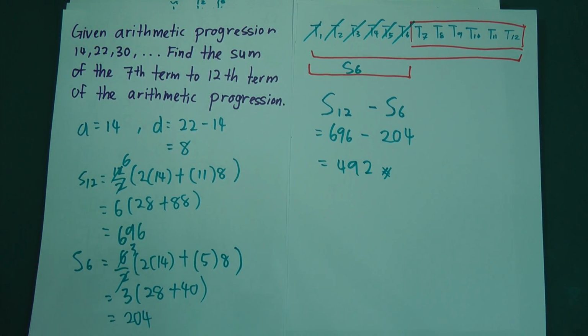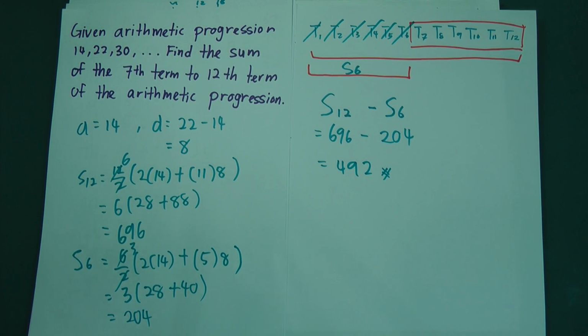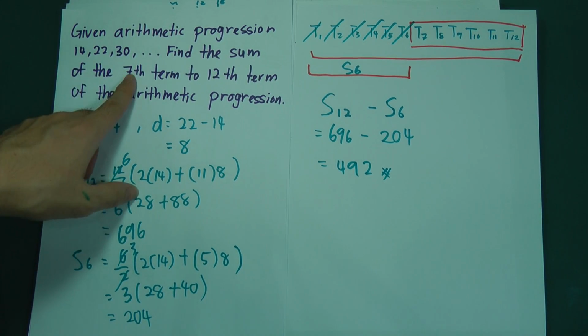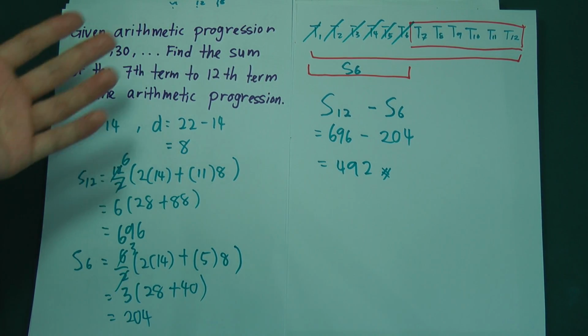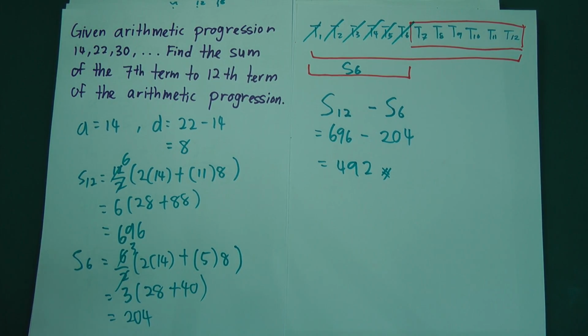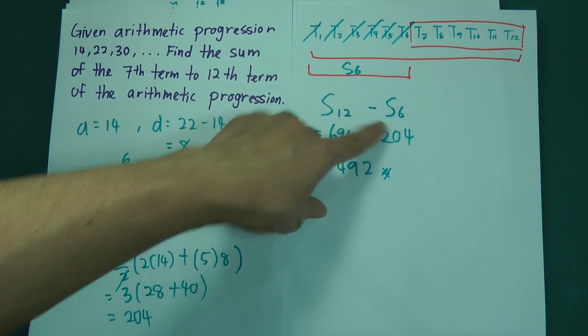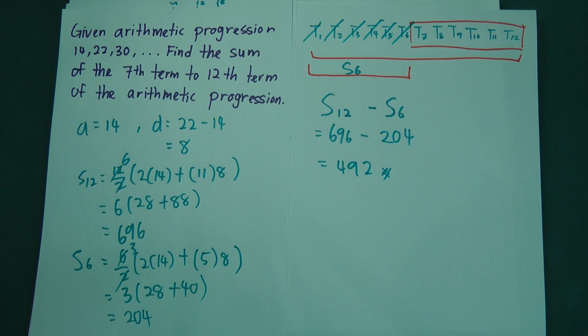Of course, if you really are free, maybe you can do it one by one. You calculate what is T7, T8, T9, T10, T11, and T12, and then you add all the terms. You can still get the answer. If in the exam you just cannot come up with this idea, you can do that. You will get the same answer also.